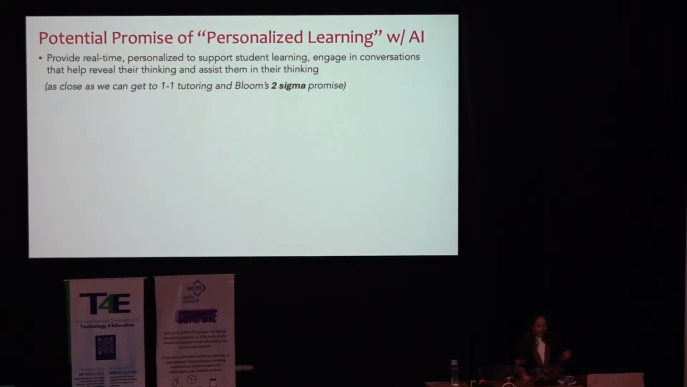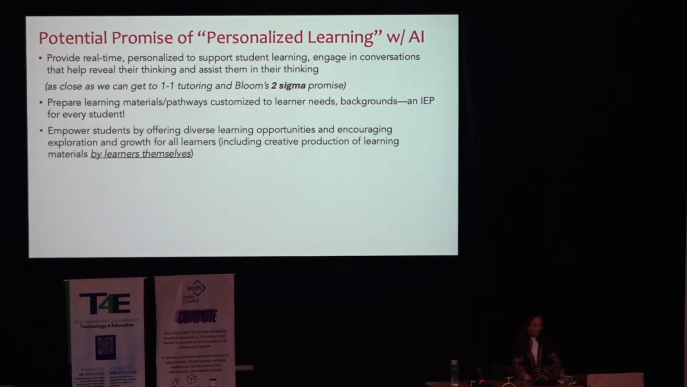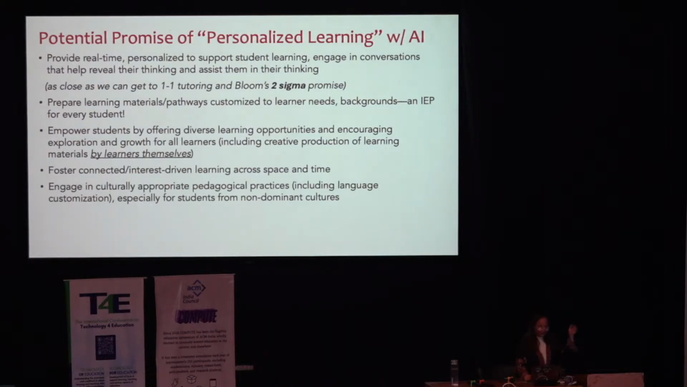And when it comes to the holy grail of personalized learning, from a student perspective now, those were teacher-facing issues. The hope has always been that there'll be this 2 sigma Bloom's thing, right? Providing real-time personalized support for student learning, engaging in conversations, preparing learning materials that are customized to individual students, empowering students by offering them diverse learning opportunities, maybe giving them a say in producing their own materials, right? With these kinds of creative generative AI tools now. Fostering connected, interest-driven learning across space and time. This is something that people have worked on for a long time, not quite successfully.